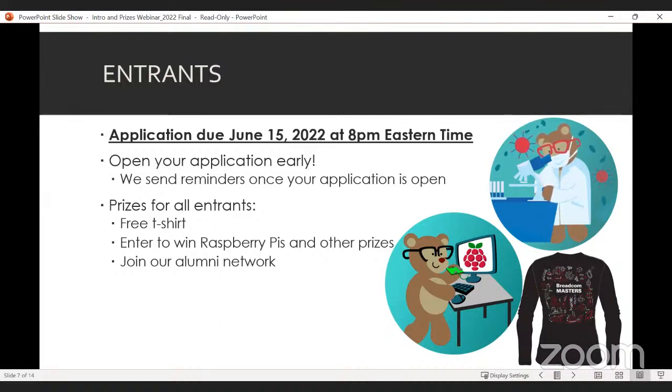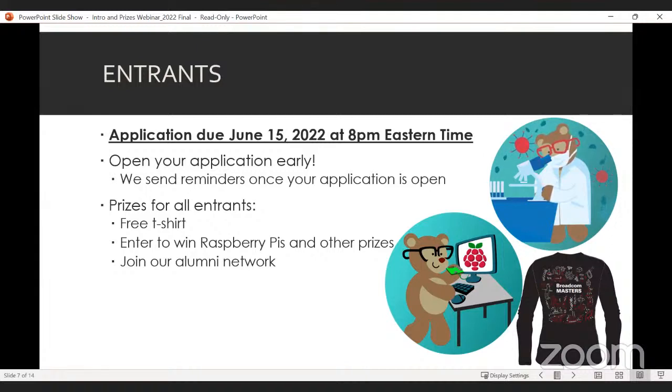Your project is the freshest in your mind right after competing at your science fair, so it's a great idea to open the application and start working on part 2, which is the project essays, right after you are nominated. Also, you can always continue editing your application even after you hit submit, up until the deadline on June 15th.